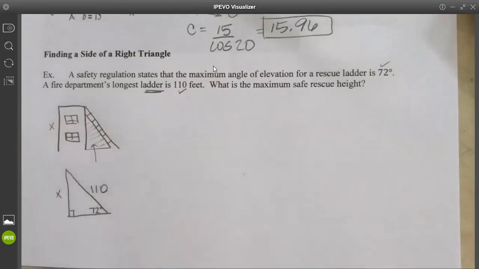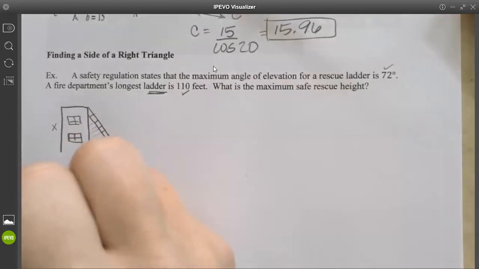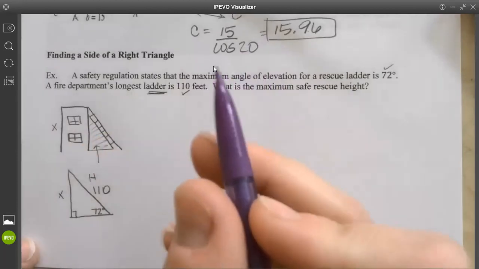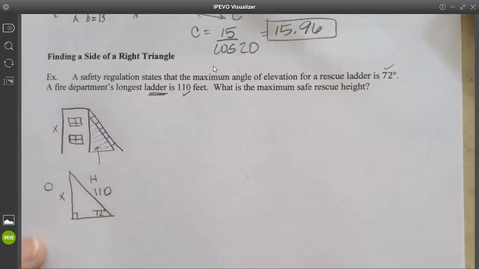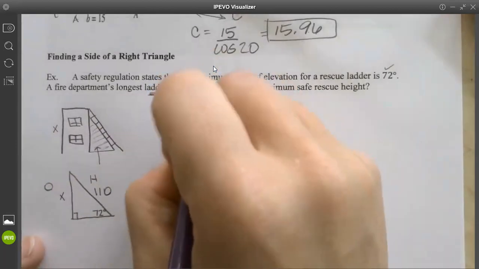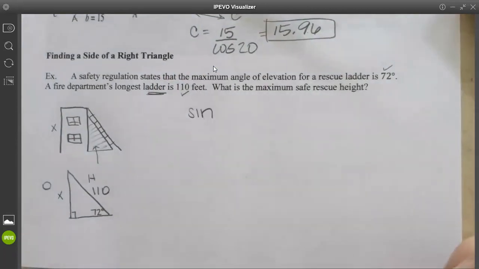Compared to the angle, do we have the opposite, the adjacent, or the hypotenuse? Remember, we have two of them. Which one are they? We have the hypotenuse and opposite. What deals with the opposite and hypotenuse? Guys, you need to know these. Sine.